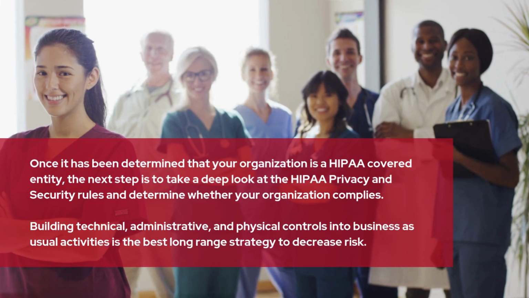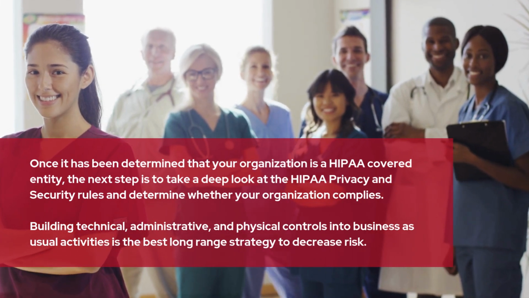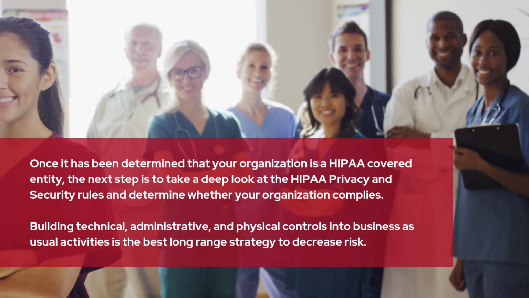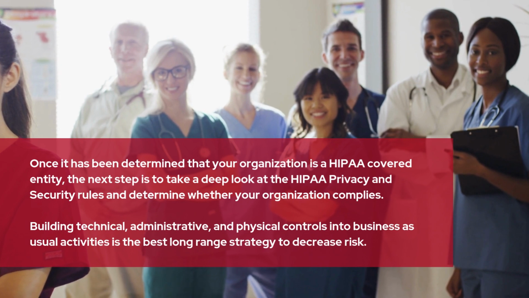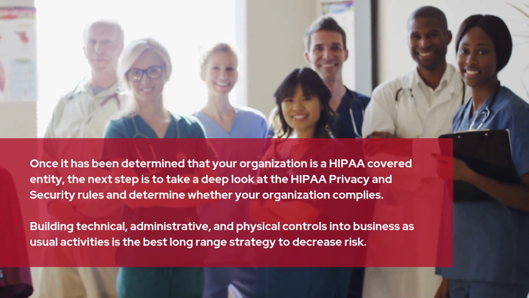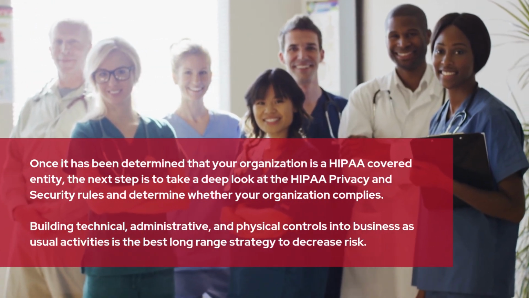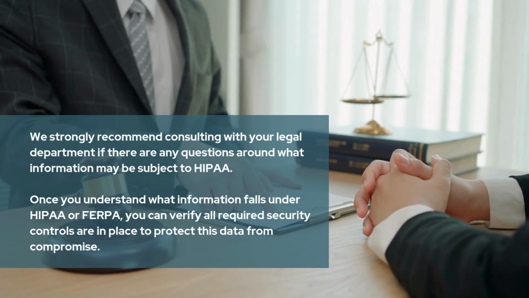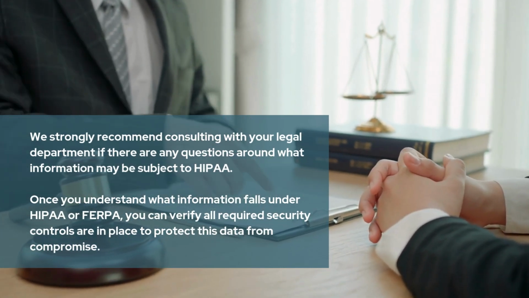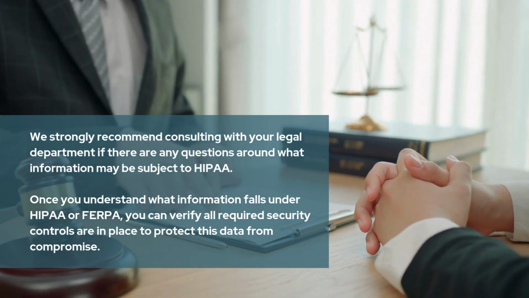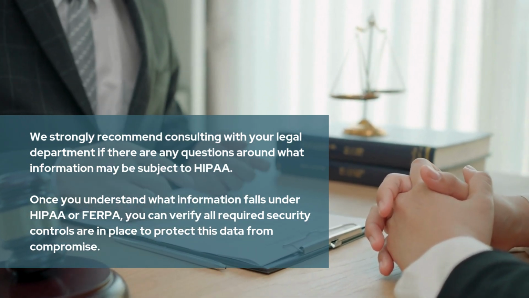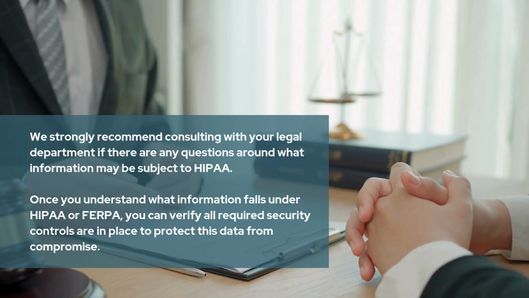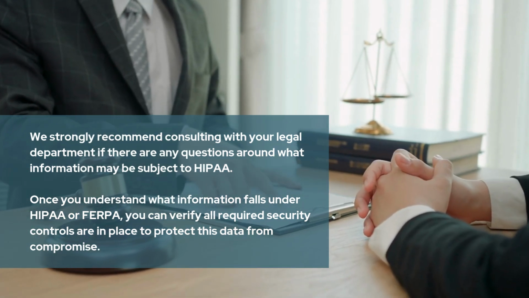Once it has been determined that your organization is a HIPAA-covered entity, the next step is to take a deep look at the HIPAA Privacy and Security Rules and determine whether your organization complies. Building technical, administrative, and physical controls into business-as-usual activities is the best long-range strategy to decrease risk. We strongly recommend consulting with your legal department if there are any questions around what information may be subject to HIPAA. Once you understand what information falls under HIPAA or FERPA, you can verify all required security controls are in place to protect this data from compromise.